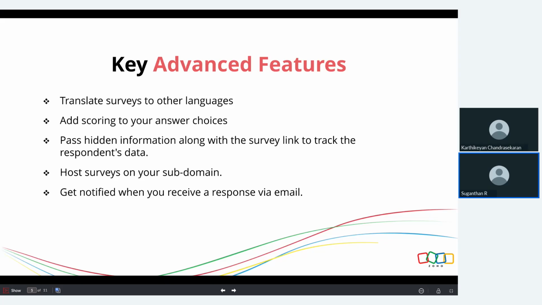And you can also pass on some hidden information along with the URL of the survey. That is to auto track who it is, or maybe you want to track on which particular page this kind of traffic has come from. So you can have unique URLs for each of those concepts. And finally, get all those data segmented within your analytics.